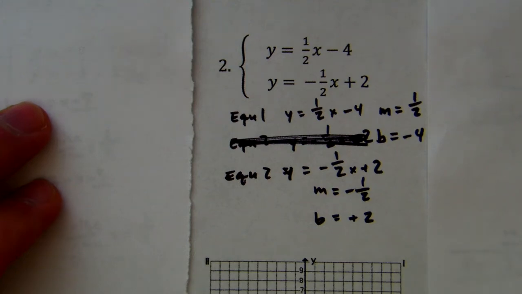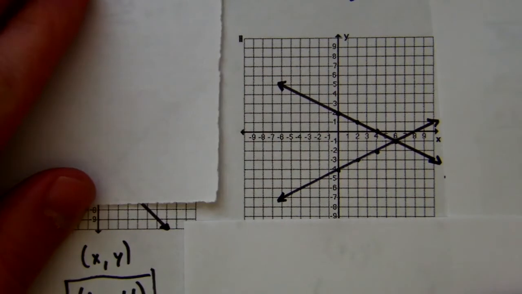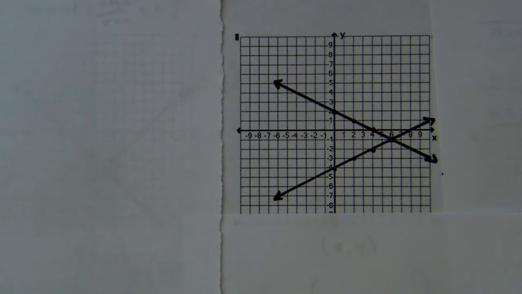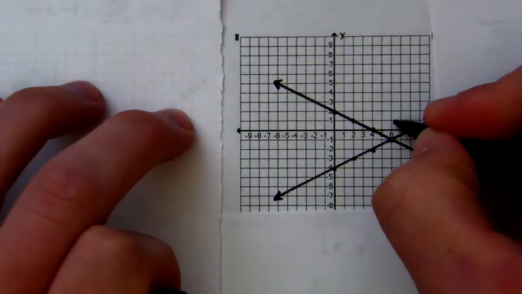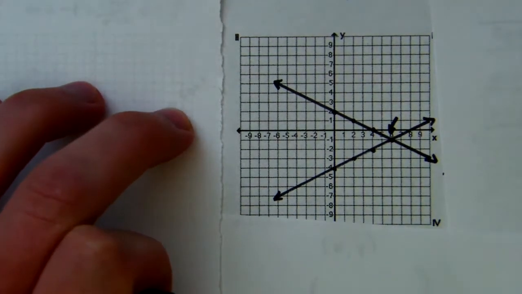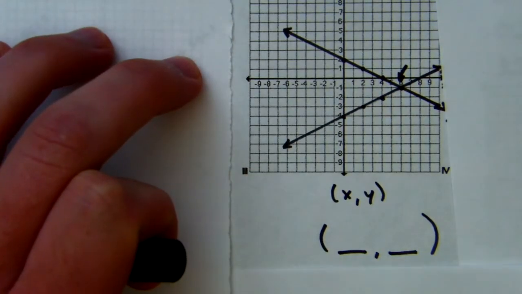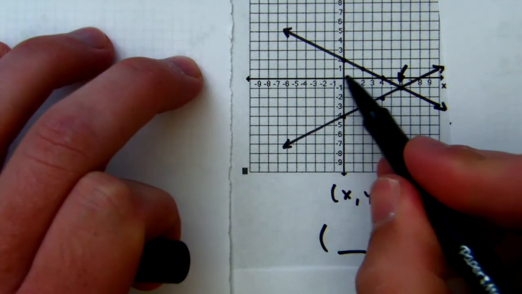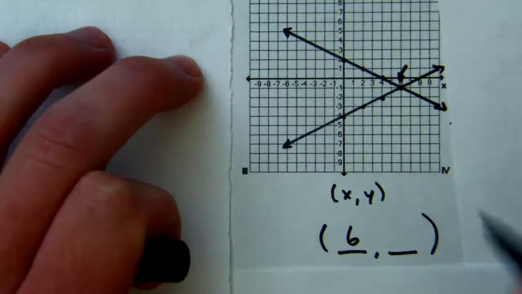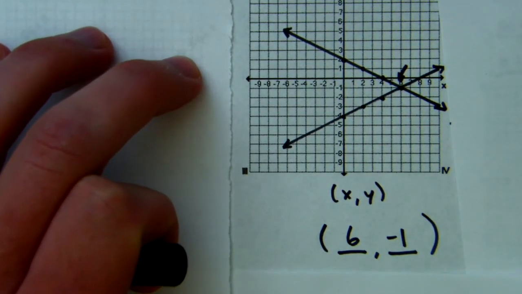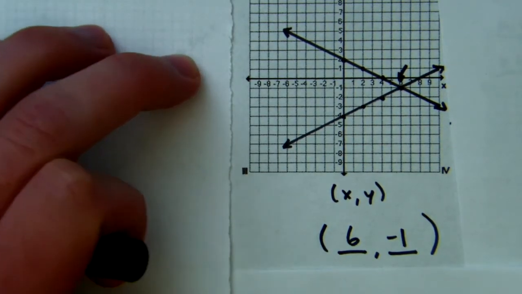Then I graphed. Again, what we're doing is graphing both equations on the same graph, and what we're looking for is the point at which they cross. Remember, our point is always x, y. If I look here, I go over 6, that's my x, it's positive, and then I go down 1. So 6, negative 1 is our answer here.